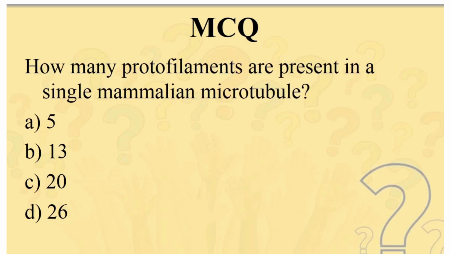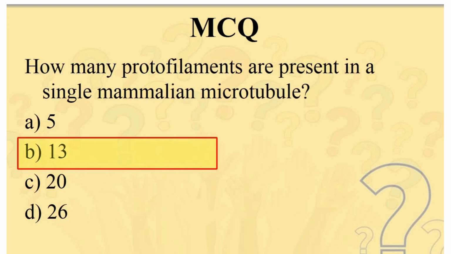How many protofilaments are present in a single mammalian microtubule? We already saw the 9 plus 2 arrangement and we have 13 protofilaments. So, the correct answer is 13 protofilaments.